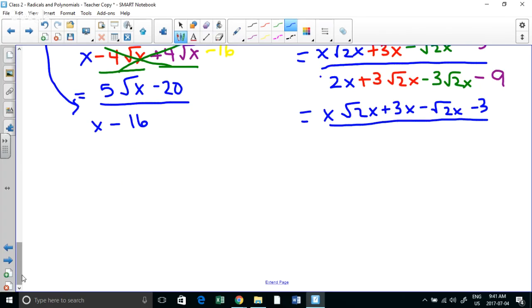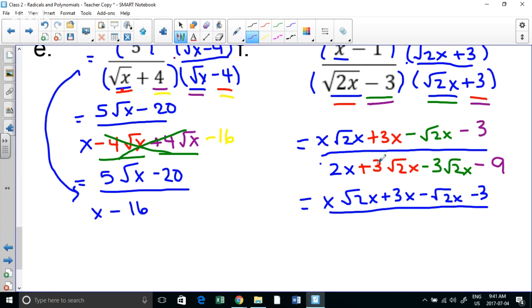Then here, same idea, if we're adding something and subtracting something, it goes away. You have 2x minus 9. Again, you want to jump to this. It's the square of the first, and minus 3 times 3, which is minus 9. If you want to jump straight to that, feel free. Questions?